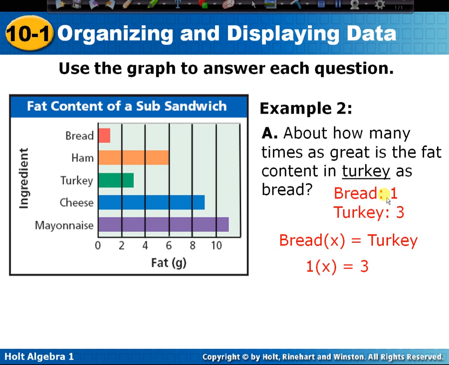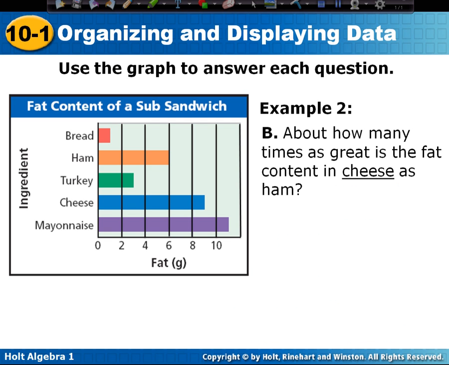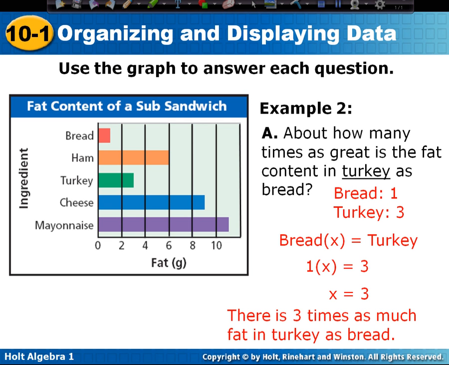So bread we've decided is 1, turkey is 3, so we're just going to substitute in for the word bread, we're going to put 1, and for the word turkey we're putting 3, because those are the numerical values for those ingredients. And then we're just solving for x here, so 1x is the same thing as x, so x equals 3. And our answer here, which you're not going to have enough room to write there unless you can write really teeny tiny, but I want you to make sure you understand it, is there is 3 times as much fat in turkey as bread. Make sure that you have that down, what you can fit.